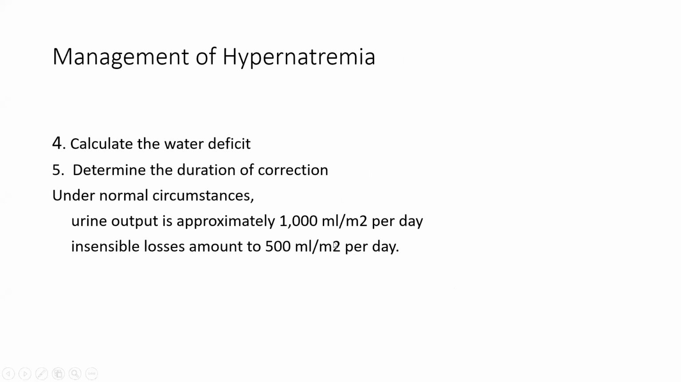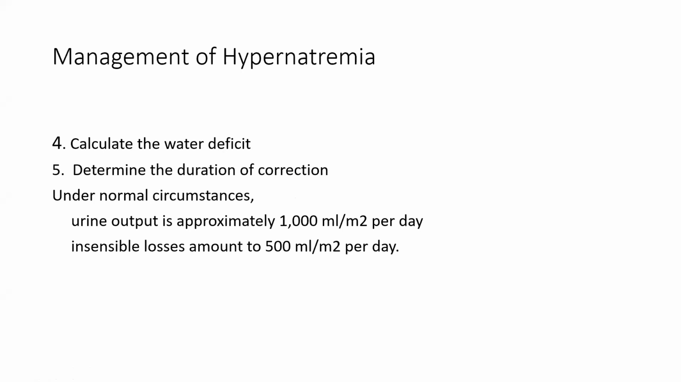Once you finish calculating the normal requirement for the maintenance fluid, you calculate the water deficit in the case of hypernatremia. Then you determine the duration of the correction, because when we correct the sodium, we avoid overcorrection. Overcorrection causes excessive fluid flowing in, because of brain edema, herniation, and demyelination. So we try to avoid overcorrection.